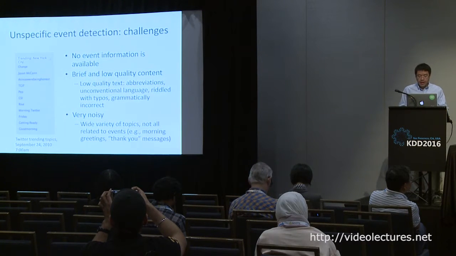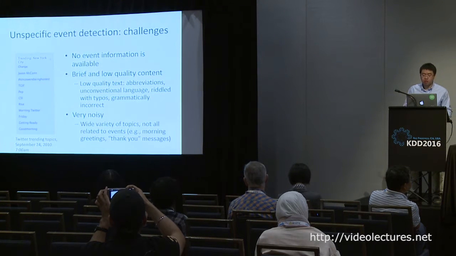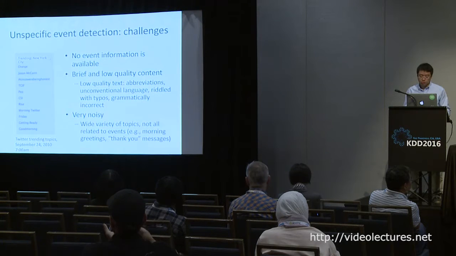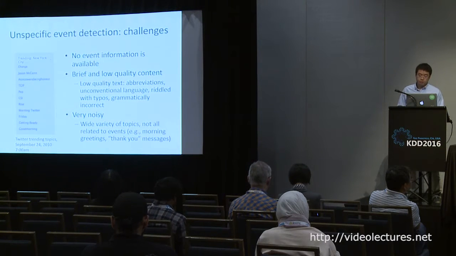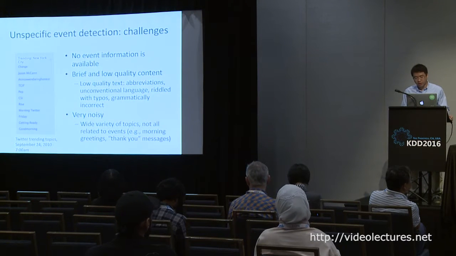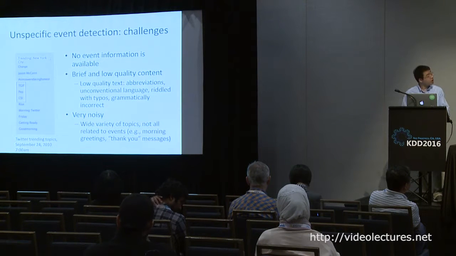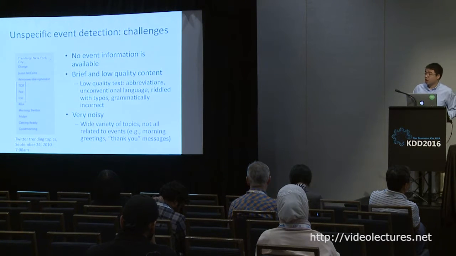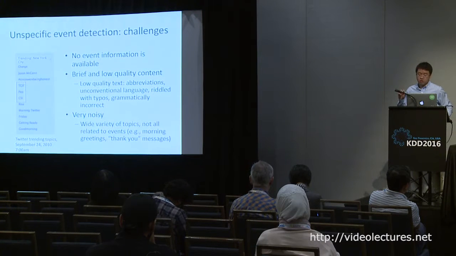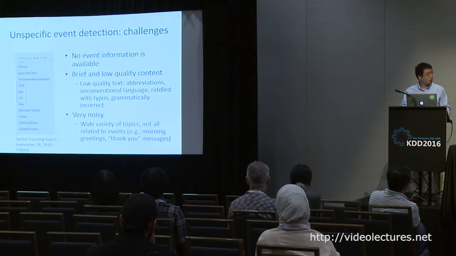And since we are trying to detect events from social media, we all know that social media, especially tweets, are very brief and of very low quality, meaning that the language on Twitter uses a lot of abbreviations, unconventional language, and has typos and incorrect grammar. Also, they are very noisy, as you can imagine, since tweets cover different topics, and not all of them are related to events.